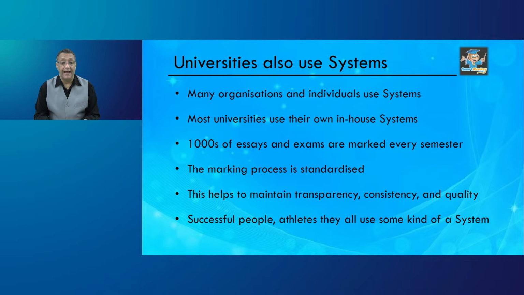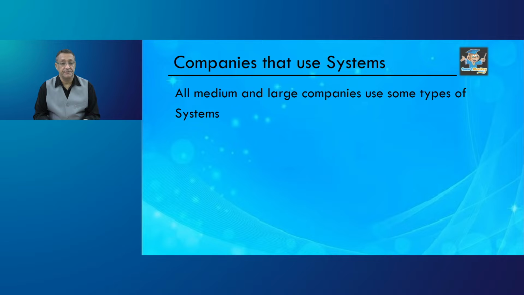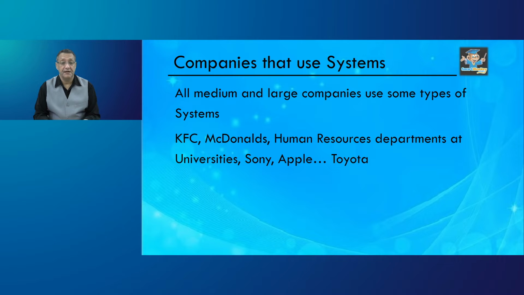Successful people and athletes all use some kind of system. All medium and large companies use some type of system. For example, KFC, McDonald's, human resource departments of Fortune 500 companies, universities, Sony, Apple, Toyota, you name it, they all have some in-house systems. So let's focus on Toyota just very briefly.